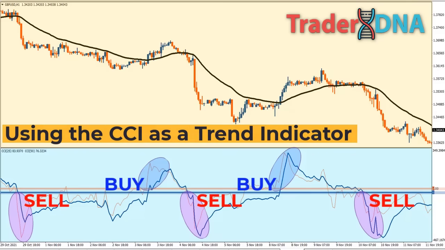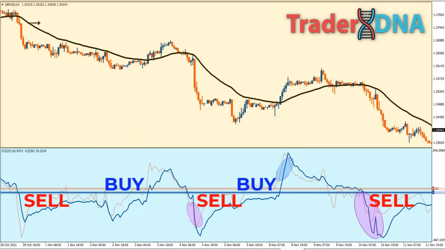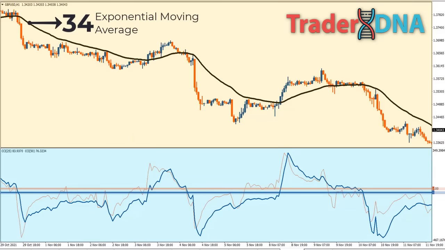So, the next time you want to know how strong the trend of a security is, simply look at what the CCI indicator is suggesting. In this example, you have the 34-period exponential moving average, or EMA, applied to the price chart. When the price rises above the 34-period exponential moving average, it signals an uptrend. When the price falls below the 34-period exponential moving average, it signals a downtrend. To confirm the 34-period EMA trend, we use the CCI indicator.